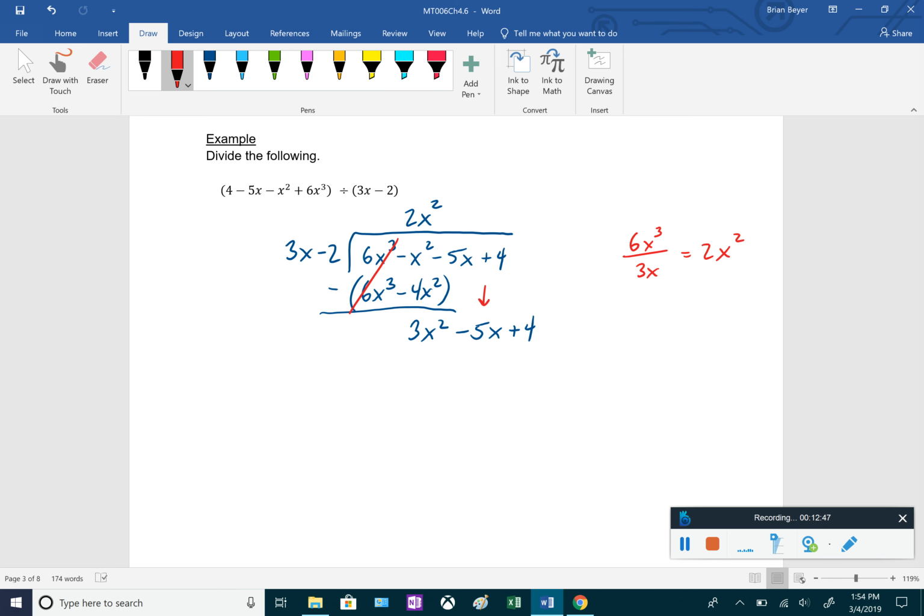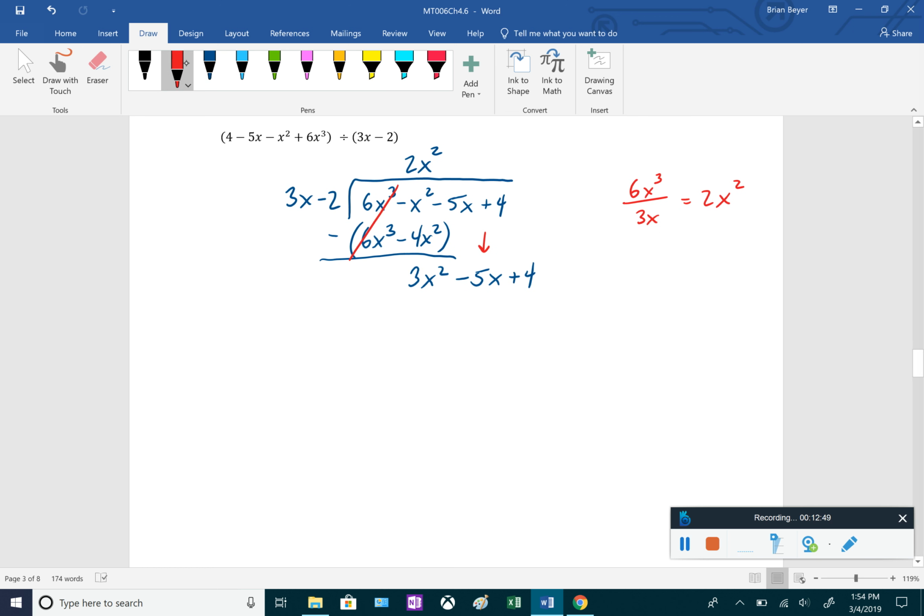So on the side, we have to divide those highest terms. 3x squared divided by 3x gives us just x. So it's plus x in the quotient. Then we have to multiply x times 3x minus 2. That's 3x squared minus 2x. And we're subtracting it.